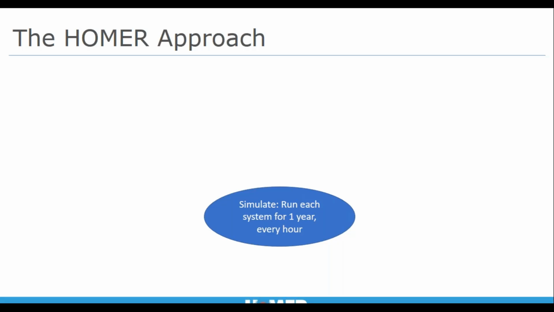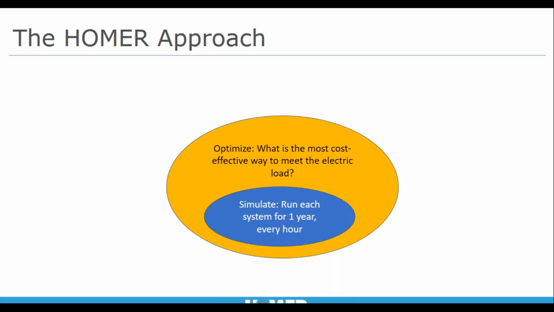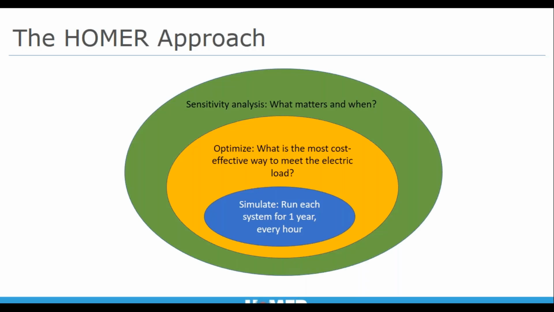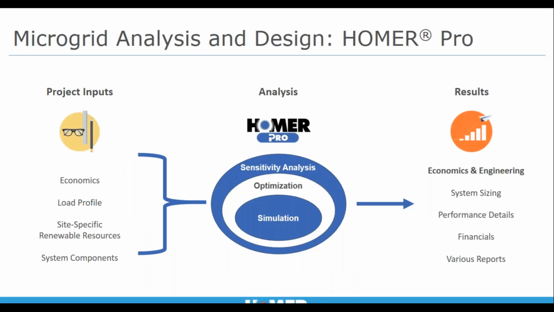The HOMER approach includes 3 different processes nested together. At its core, HOMER has a powerful simulation engine. It simulates the operation of an electric power system for 1 year, hour by hour. At each time step, HOMER looks for the most cost-effective way to meet the electric load based on the set of constraints that the user has defined. It also has an option to do sensitivity analyses, which allows you to look at the impact of changes in variables you have no control over, such as fuel price or wind speed, on your system design and system costs.